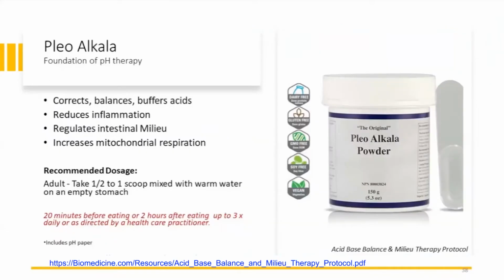Let's look at the gift of these fabulous products that Biomed has. And I really mean that. There are very few companies that pay attention to this. So this is the difference maker. My favorite is the Pleo Alkala powder. Again, this corrects those imbalances. In doing so, we get rid of inflammation and we regulate the milieu, and we get an increased mitochondrial respiration.